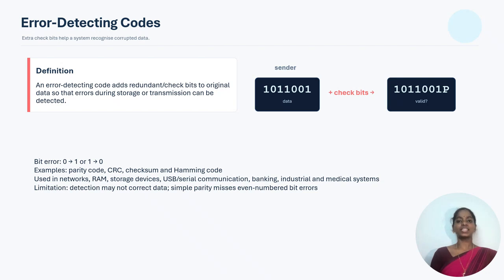The uses of error detecting codes are detecting transmission errors, checking stored data, verifying downloaded files, and protecting communication packets. Advantages of error detecting codes are improved data reliability, automatic error detection, preventing corrupted data from being accepted, simple implementation, etc. Applications are computer networks, internet communications, hard disks, SSDs, and memory cards.